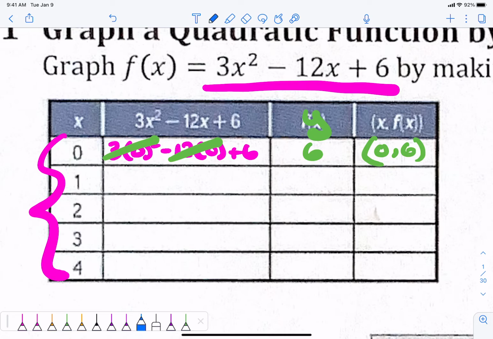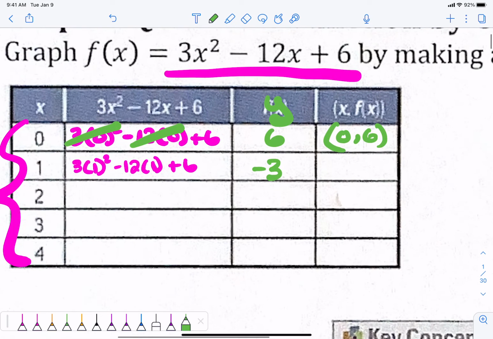Okay, now I'm going to plug in the next one. The next one is 1, so 3 times 1 squared minus 12 times 1 plus 6. Not 3. It is negative 3 if you plug it in and solve that. Negative 3. So that is the coordinate point 1 comma negative 3.